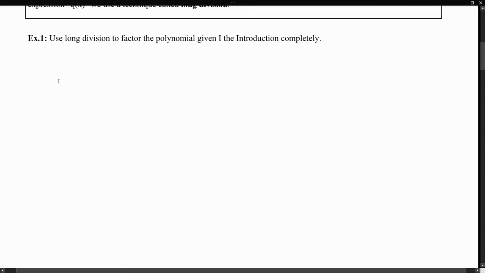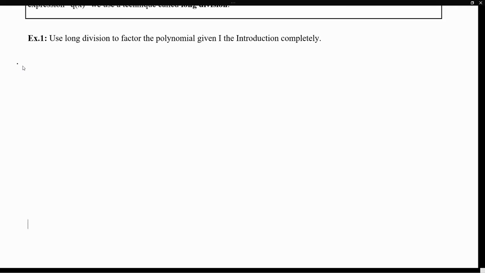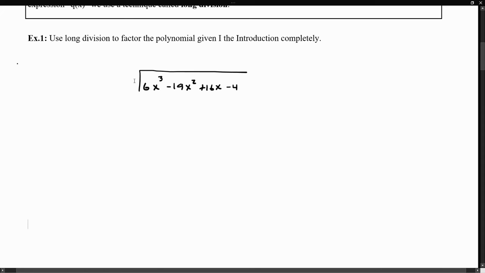The way we're going to set up our long division is the following. We're always going to take the function that we've been given, which in this case is 6x cubed minus 19x squared plus 16x minus 4. So let's just write it out. And we're going to put it inside of a box. Then on the left-hand side, we put what we want to divide by, which in this case is x minus 2.